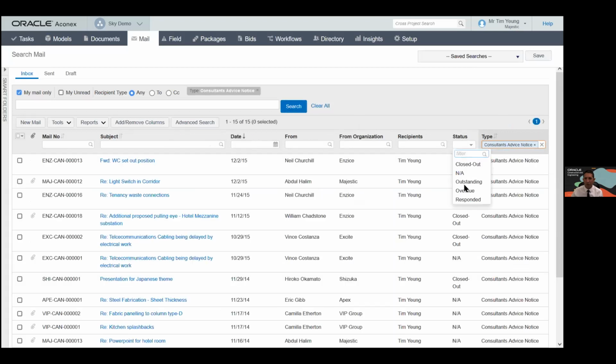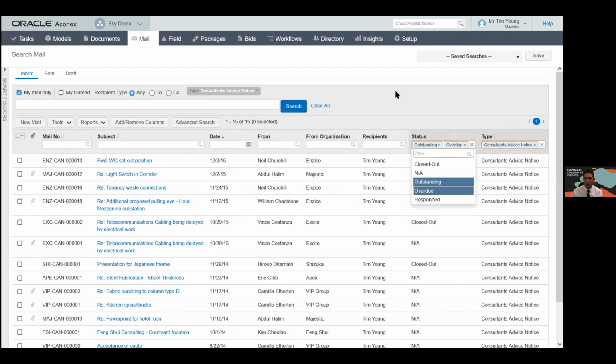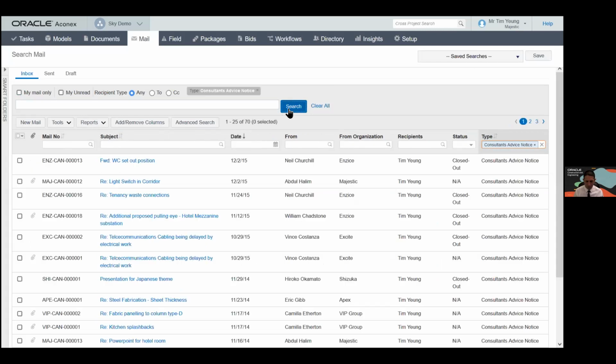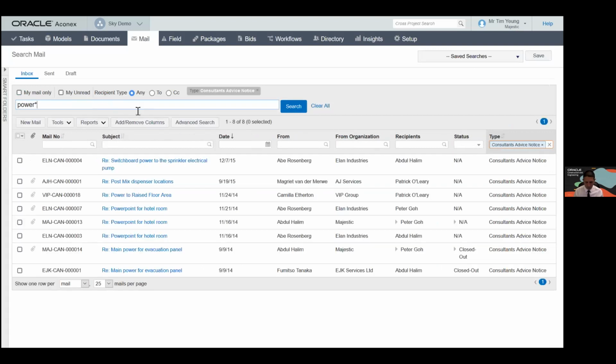And again, let's just filter them again into the various statuses. Always remember, we are looking at about 122,000 pieces of correspondence for big projects. And this is big. So if you search for this, let me remove this. So you'll have all these consultants advice notice. You could also filter them with the various filtering options. And you can see that this is a consultant advice notice, and it has something to do with power.